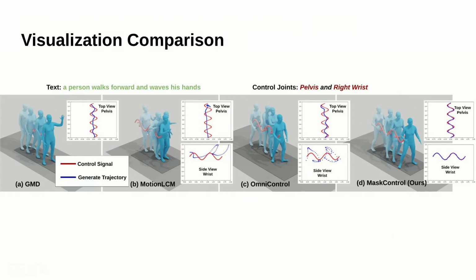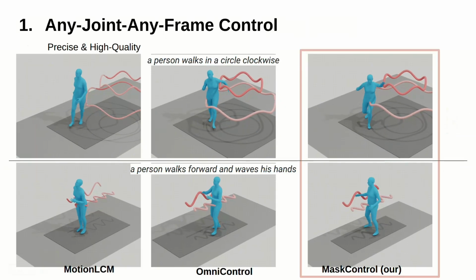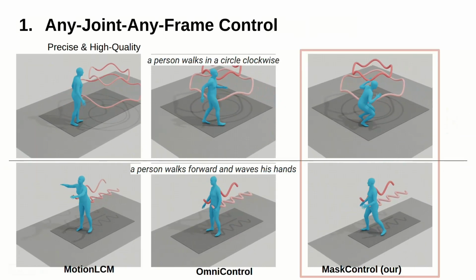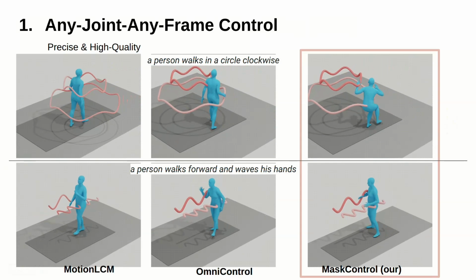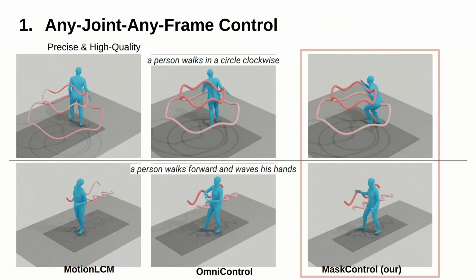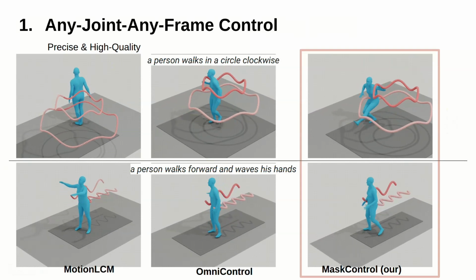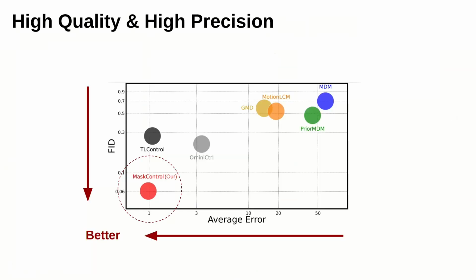Here are more results in video form. The above one is generated from the text, a person walks in a circle clockwise. On the bottom the text is, a person walks forward and waves his hands. When plotting FID score, lower is better, against average control error, also lower is better, our MaskControl lies closest to the bottom left, showing the best trade-off between quality and control accuracy.